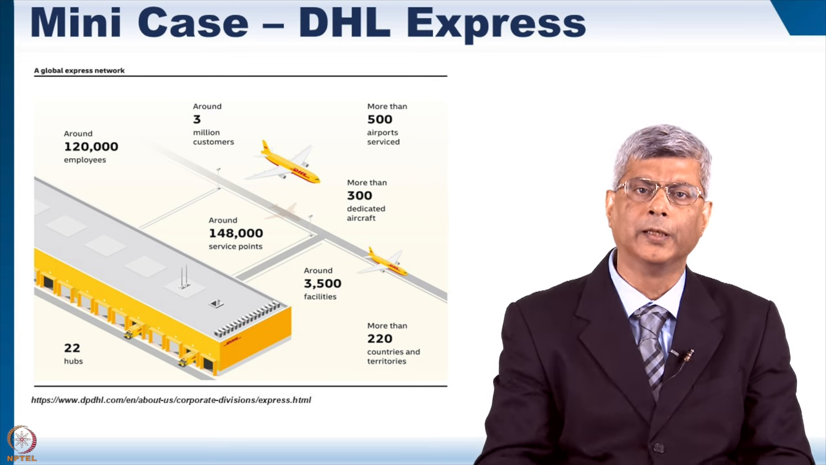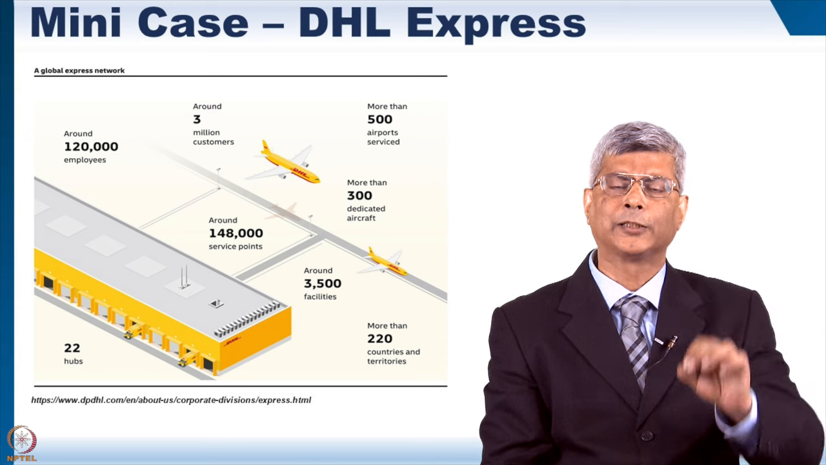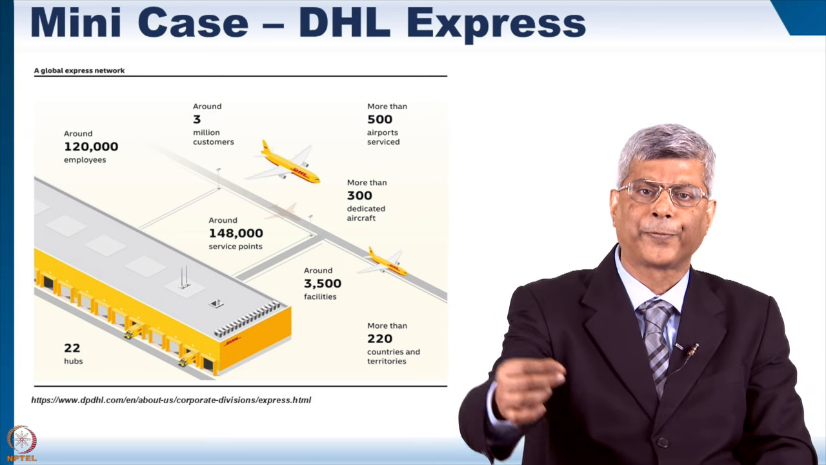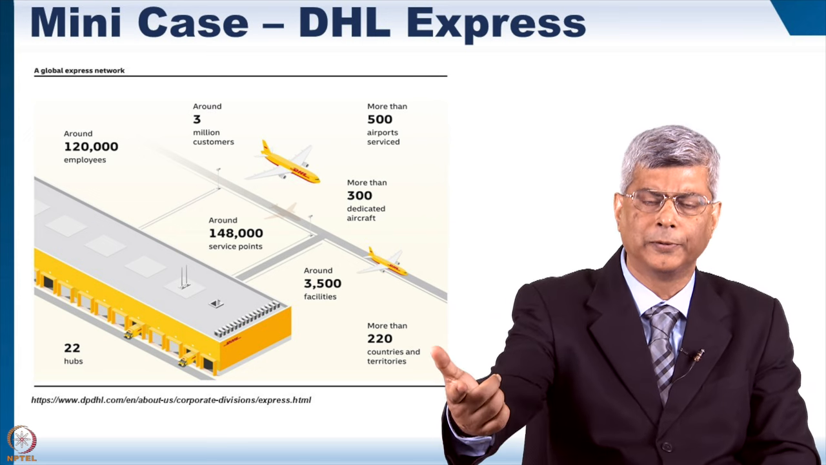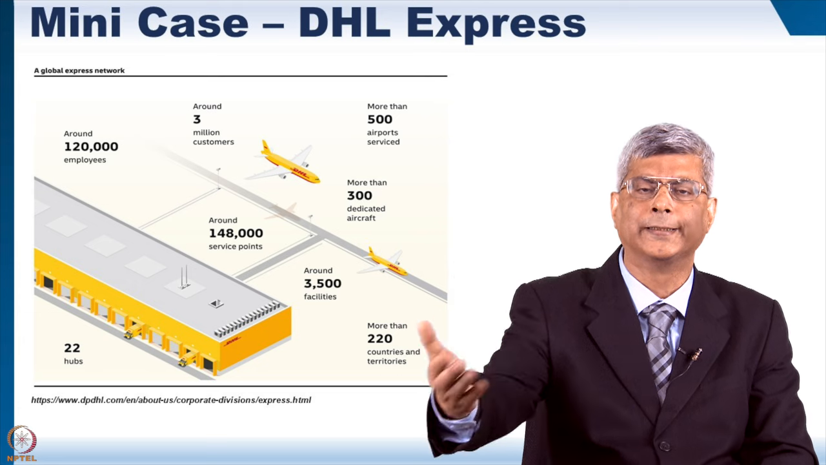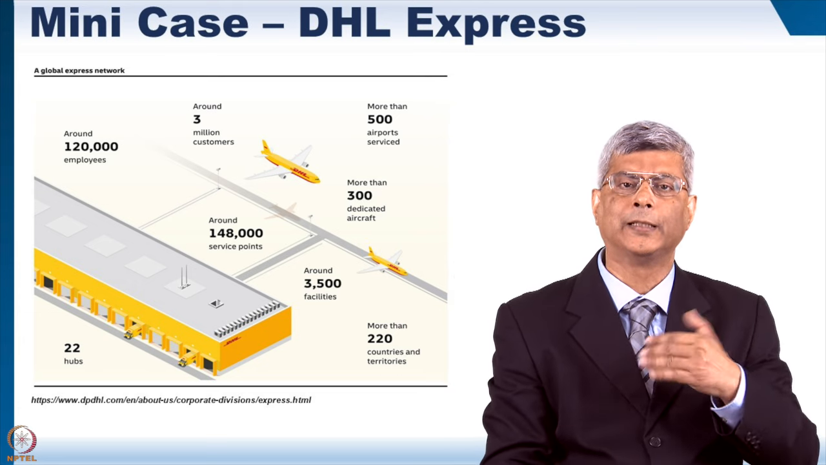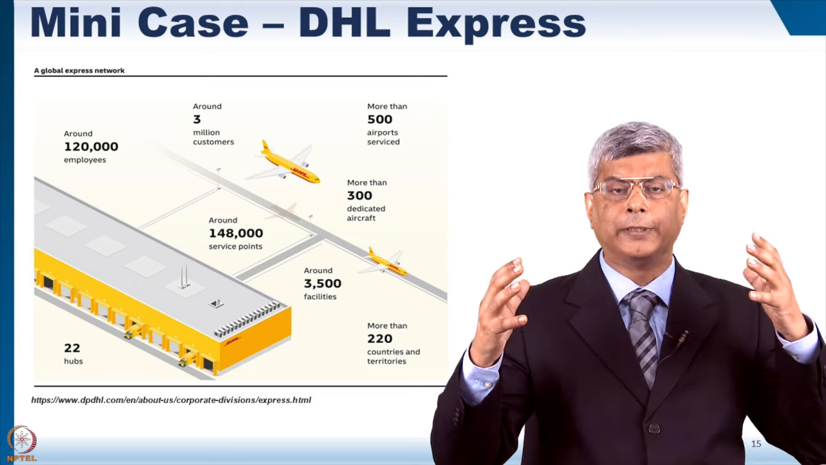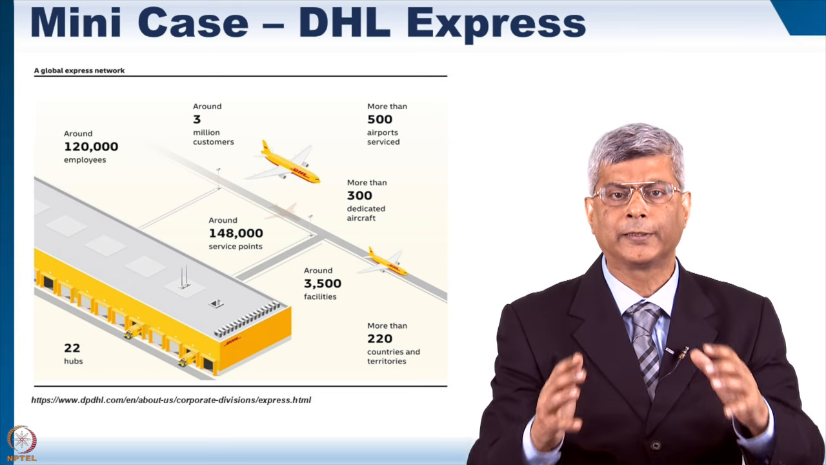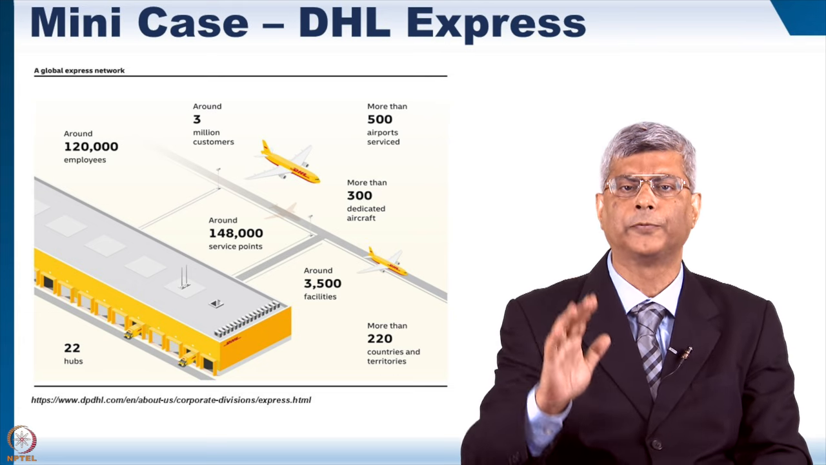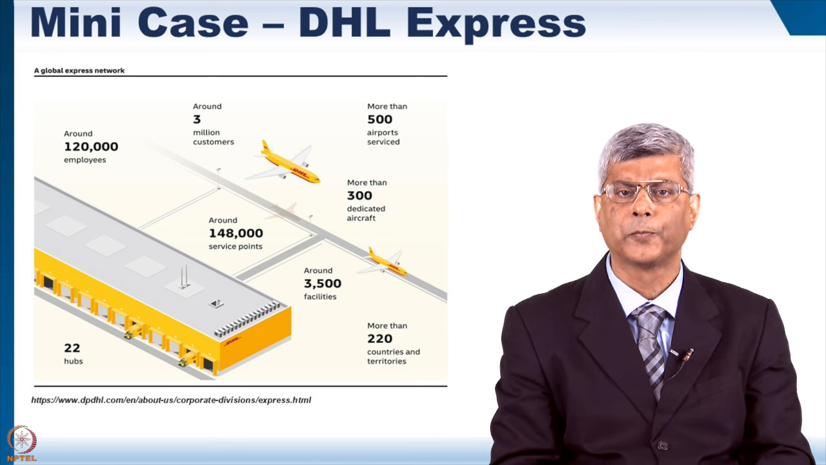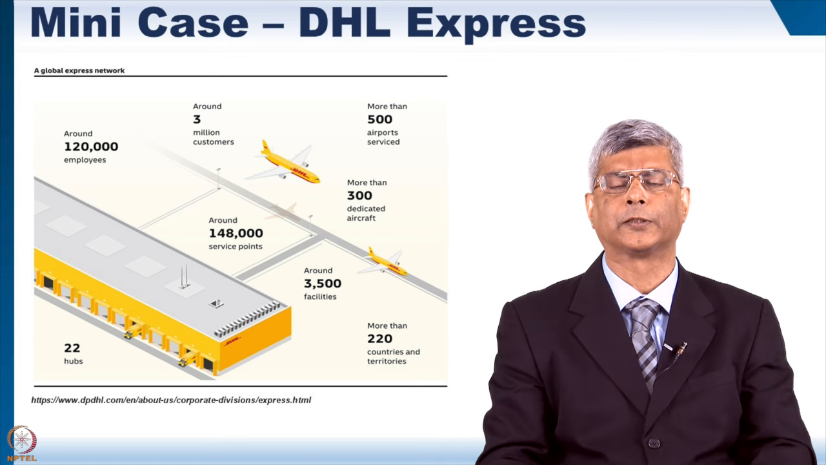Because for you and me, it is, I go to a DHL Express counter and I give them a document which has to go next day to someone in some other city, and it's as simple as that. And you pay the money and you get a receipt, and next day it has reached. But to deliver this service to millions of customers, you need a backbone of infrastructure.